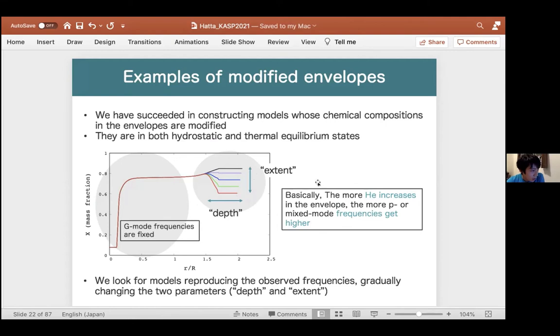Basically, the more helium increases, from purple to red in the envelope, the higher the p or mixed mode frequencies get. And then we look for models reproducing the observed frequencies, gradually changing the 2 parameters, depth and extent. This is what we did in step 2.